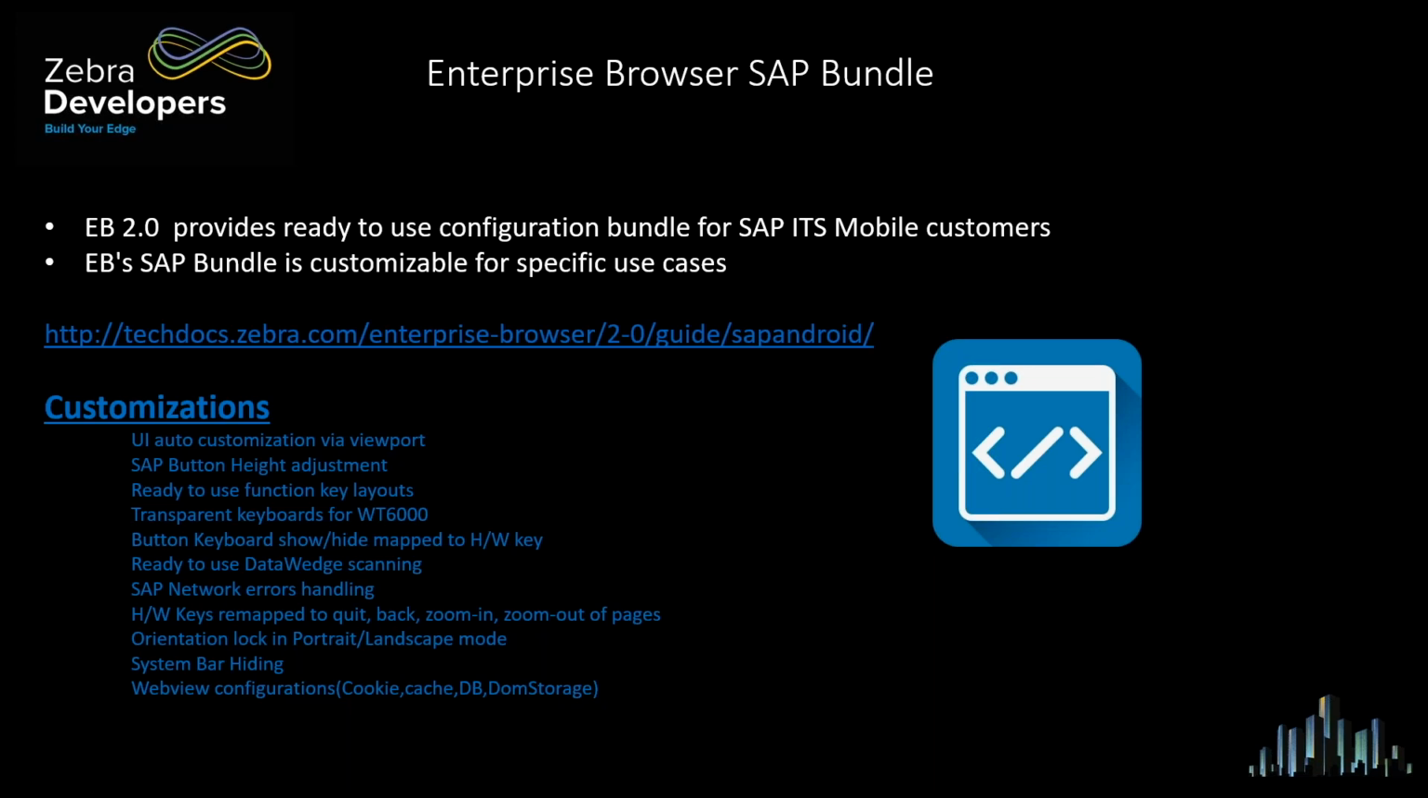The SAP system bar, that is the bottom navigation bar, you can hide it to make it full screen and give a kiosk-mode-like feel. And several web view configurations like cookies and cache, these operations you can do in SAP. This is the SAP customization use case.